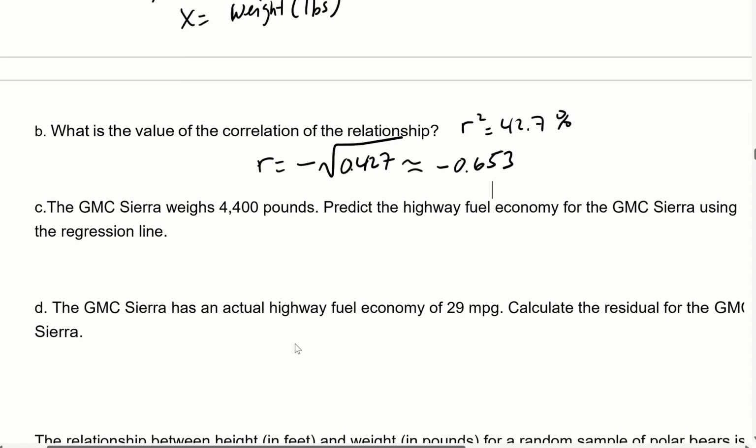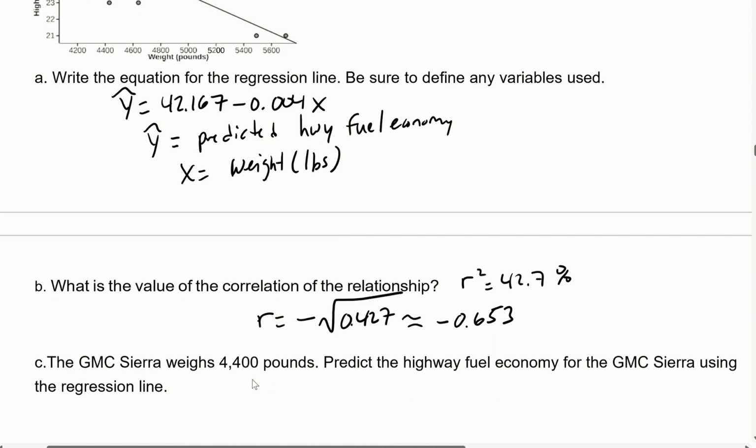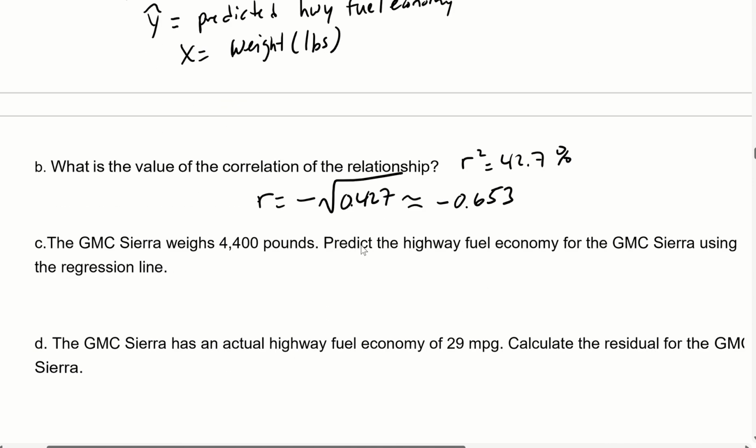All right, now it says the GMC Sierra weighs 4,400 pounds. Predict the highway fuel economy for the GMC Sierra using the regression line. Okay, so we've got the regression line. It says 4,400 pounds. We're going to put that in for x. Okay.